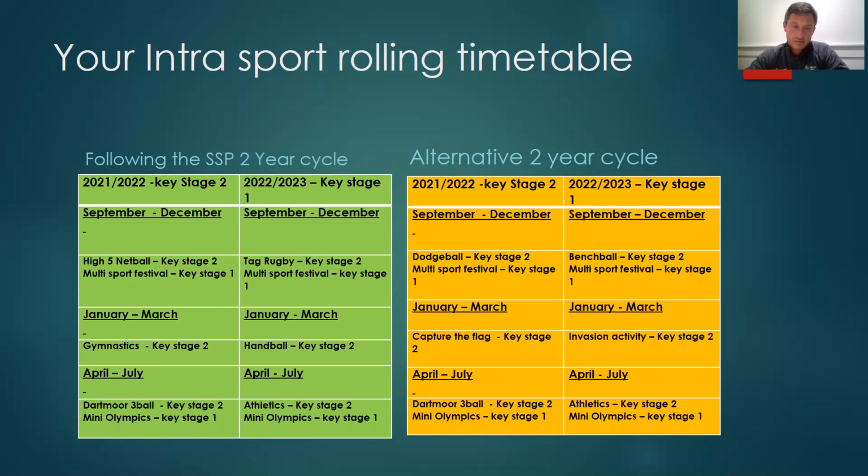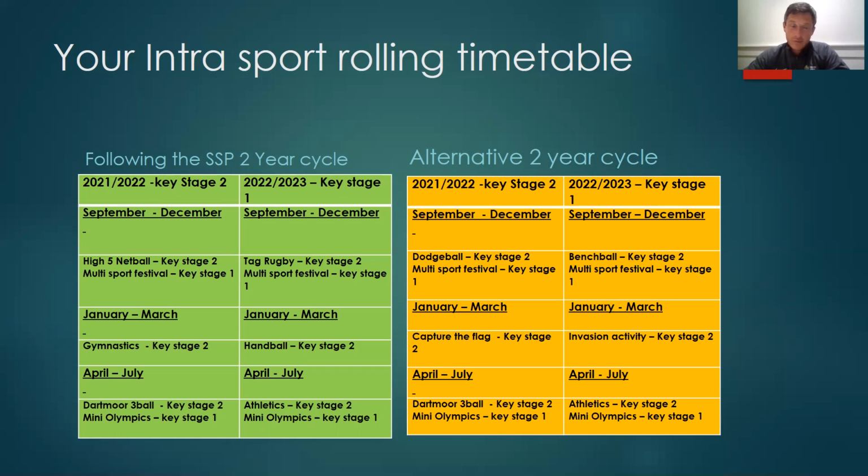Then it goes from January to March in year 1, and you might just decide, do you know what, we're just going to do a competition for Key Stage 2, and that's just going to be gymnastics. Nothing for Key Stage 1 at this point. Again, it's not too heavy in terms of the content of what you need to do, and it's all manageable. And then April to July, you might do your Dartmoor Freeball competition for Key Stage 2, and then a mini Olympics competition for Key Stage 1. By mini Olympics, all we're talking about is a carousel of activities. Students go around, take part, and add their scores.